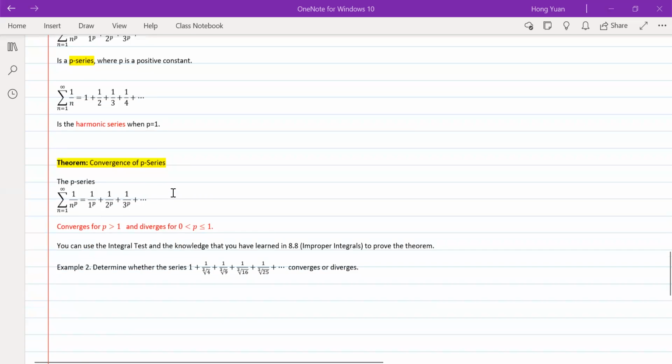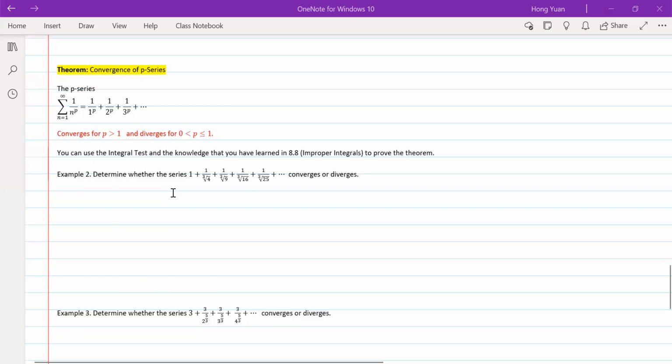Okay, so here's an example. We use this theorem to determine whether a P-series converges or diverges. This series: 1 plus 1 over cube root of 4 plus 1 over cube root of 9 plus 1 over cube root of 16, and so on. First of all, we want to write this series as a P-series, which means you need to find how much is the p. Let's rewrite this series as a summation.